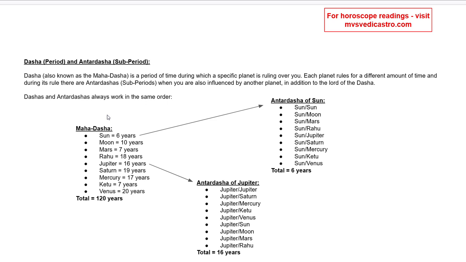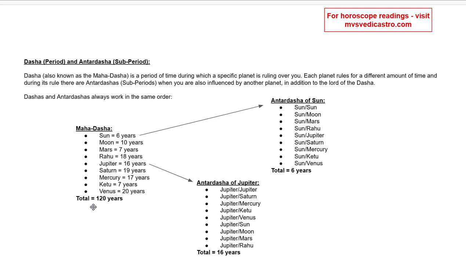However, what's important to understand is how Antardashas work and how the cycle works. So Maha-Dashas will always work in this chronological order. After Sun will always be Moon, after Moon will always be Mars, after Mars will always be Rahu, after Rahu it'll be Jupiter, after Jupiter it'll be Saturn, after Saturn it'll be Mercury, after Mercury it'll be Ketu, and finally after Ketu it'll be Venus.